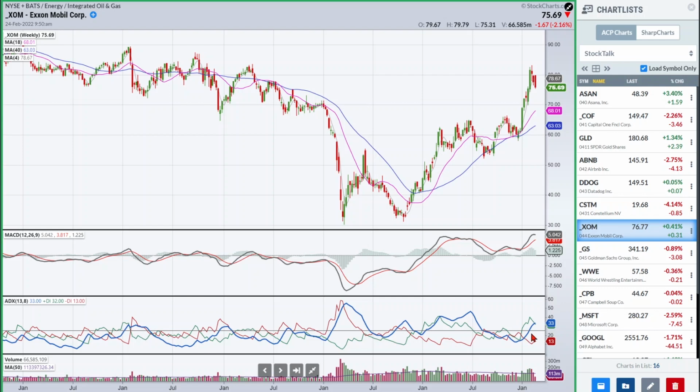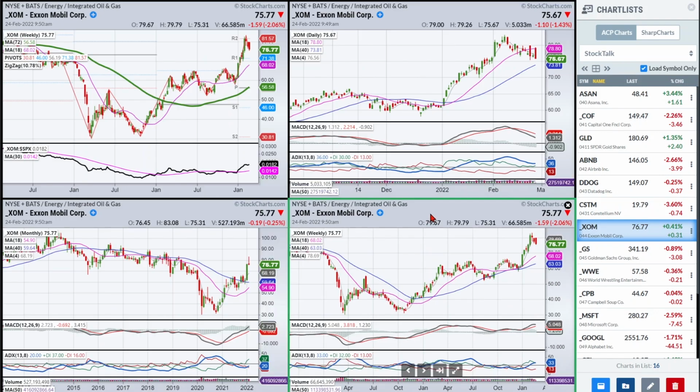But look at the ADX pattern here, showing there's pretty good strength still in the overall trend. The volume pattern looks good. This pullback is showing lessening volume. So I'm of the belief that this is going to be a pause or a pullback in an ongoing trend and not necessarily be a topping pattern.